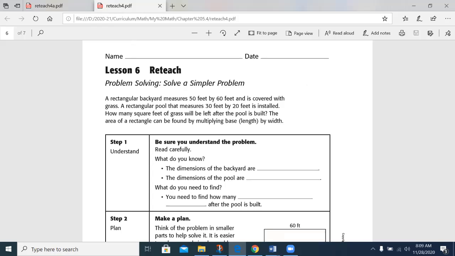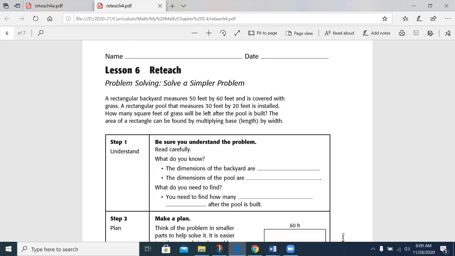So we're at lesson 6, reteach, problem solving. Solve a simpler problem. And that's what we always want to do. We don't really enjoy doing hard things on a regular basis. Sometimes we want it easy. And in math, sometimes that means breaking down the problem and doing it in multiple steps instead of one big step.